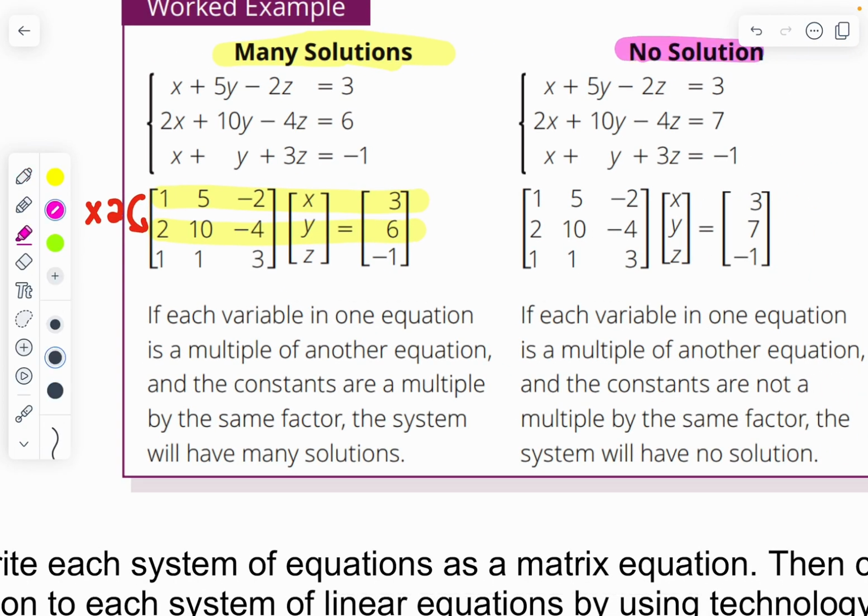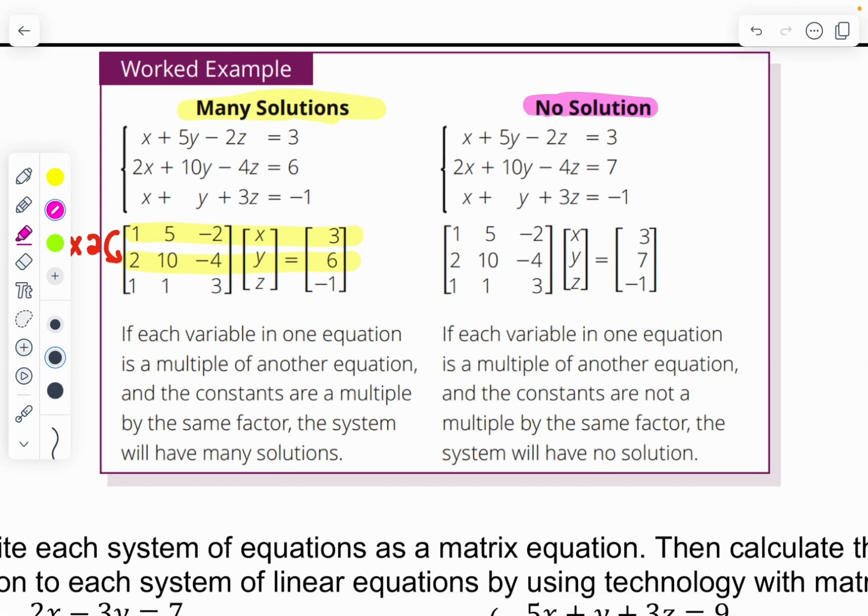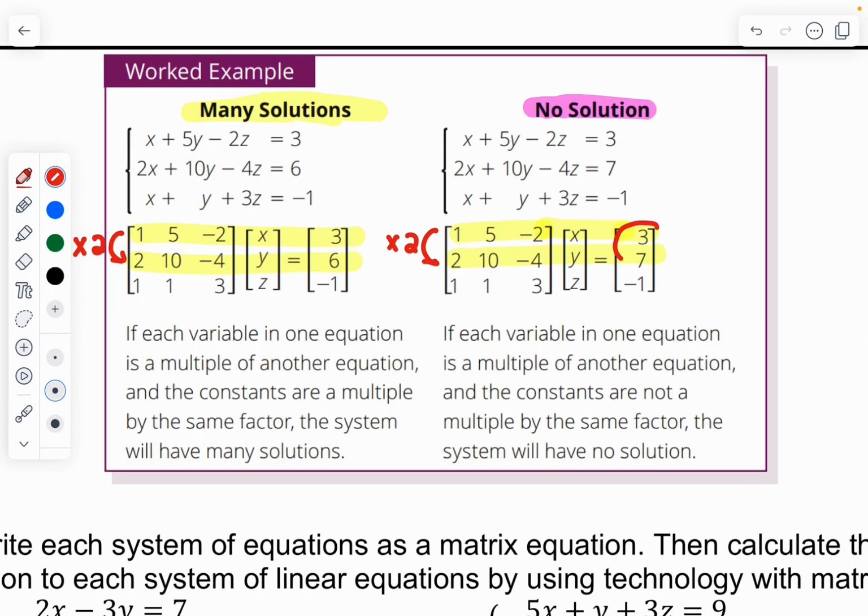Okay, no solution is when there is one number that is off. So looking at the same part right here, notice now they tried to multiply by 2. 1 times 2 is 2, 5 times 2 is 10, -2 times 2 is -4, but now 3 times 2 is 6, not 7. So that one little mistake is why there's a no solution.